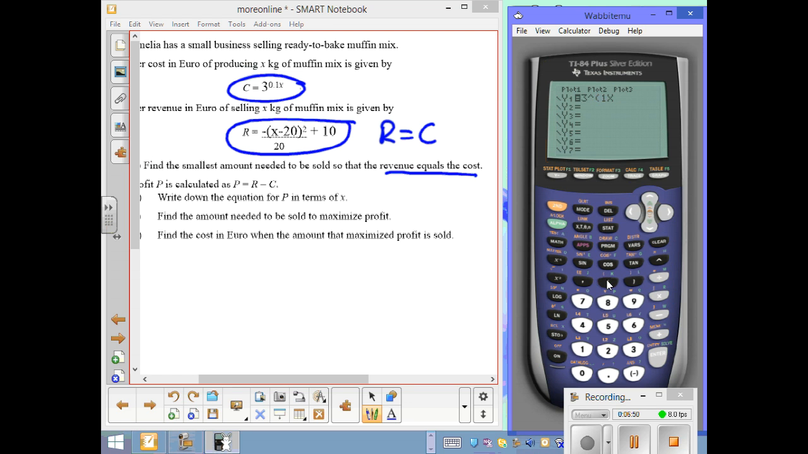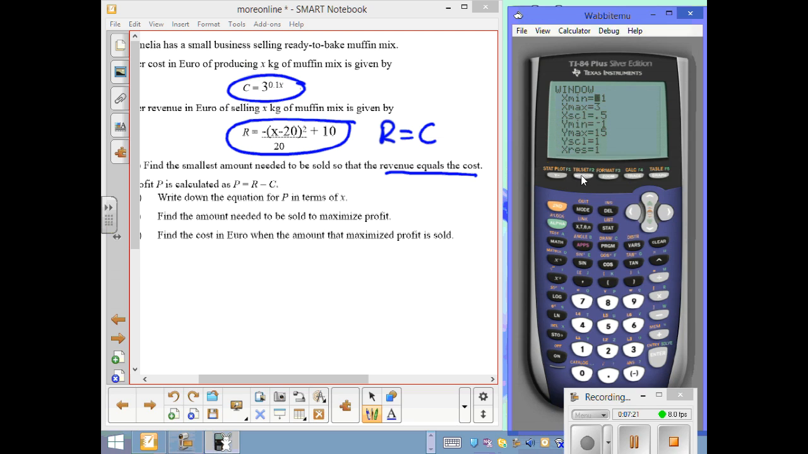So that I don't make any mistake, bracket 0.1x and then bracket. Next equation, I have negative bracket x minus 20, everything squared, divided by 20, and then plus 10. So I put this in, and then the window, so make sure we set the window accordingly.